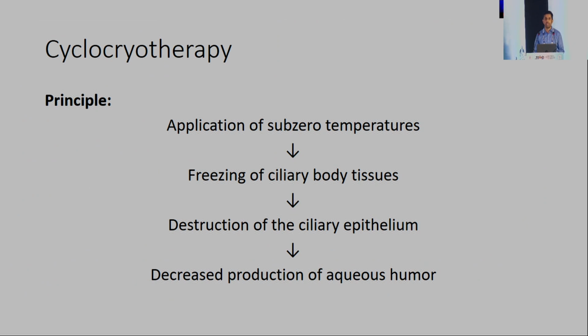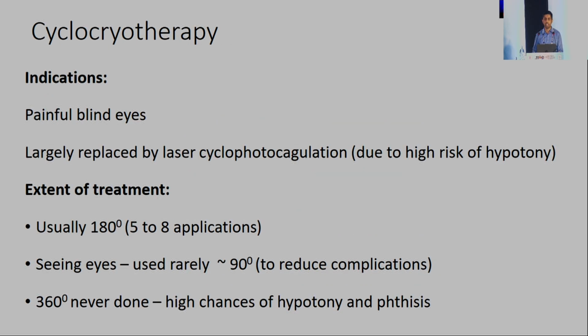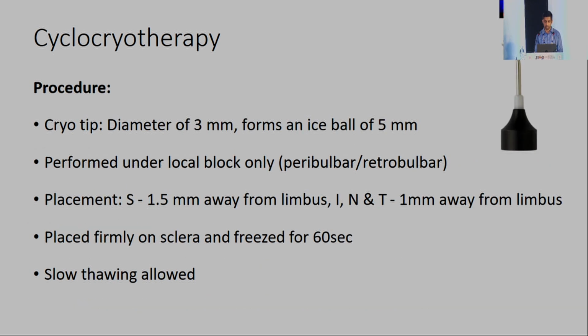So last one, the cyclocryotherapy. Here sub-zero temperatures of cryotherapy are applied to freeze the ciliary body tissues, leading to destruction of the ciliary epithelium and hence decreased aqueous production. It is usually indicated these days for painful blind eyes, and it has been largely replaced by laser cyclophotocoagulation. The extent of treatment is usually 180 degrees, 5 to 8 applications are given. In seeing eyes, it is usually avoided. 360 degrees is never done due to high chances of complications.